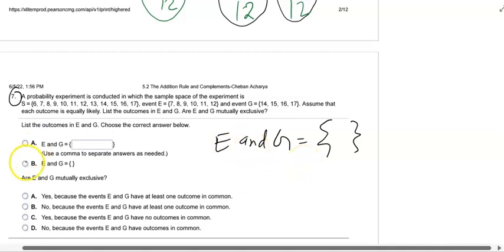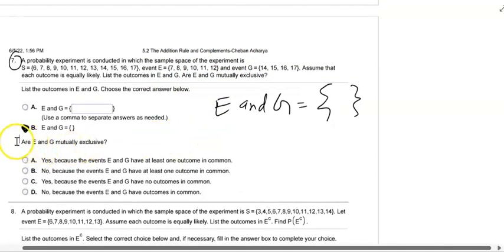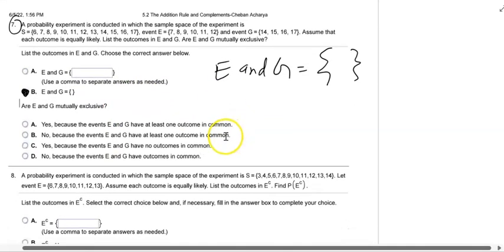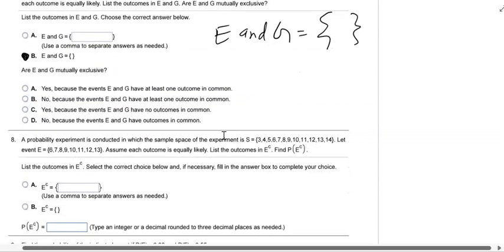You choose B as answer here, because in A and G, there is nothing. In other words, there is no common outcome between E and G. And the question is, are E and G mutually exclusive? The answer is yes, because E and G has no outcome in common. That puts the answer C.